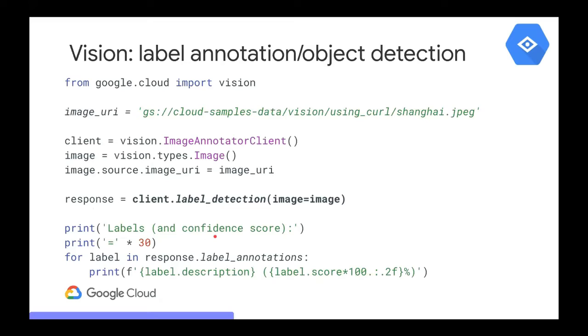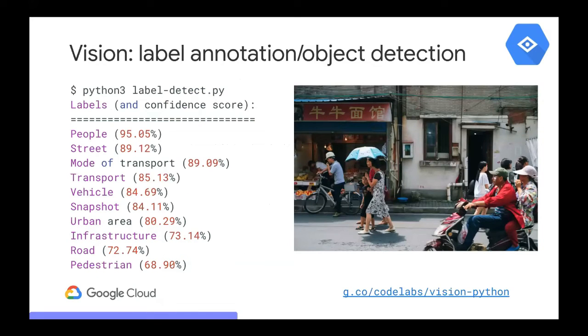That's another reason why I'm using Python, because you can have an entire code sample fit on one slide. Okay, so here's the photo online. It's a picture of street life in Shanghai. And here are the labels that the Vision API has identified, as well as the confidence score of the likelihood that that item's in there.